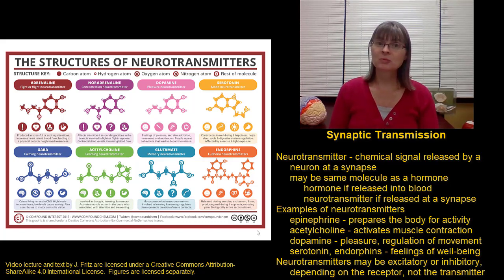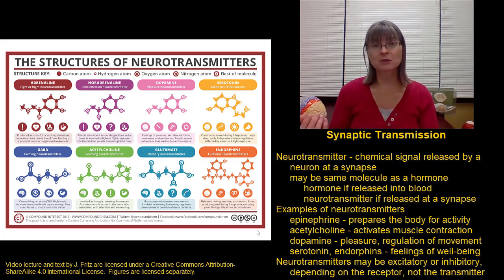This is not determined by the neurotransmitter itself, but rather by the type of receptor that the neurotransmitter is going to bind to. If the neurotransmitter binds to a receptor that is going to open sodium channels, then we're going to be depolarizing the membrane as sodium comes in, and that's going to be acting as excitatory at that particular synapse.